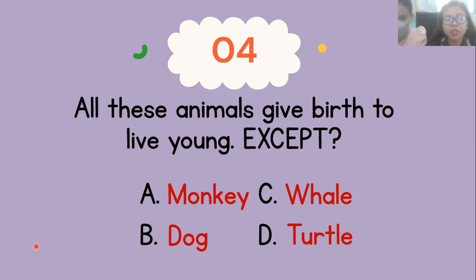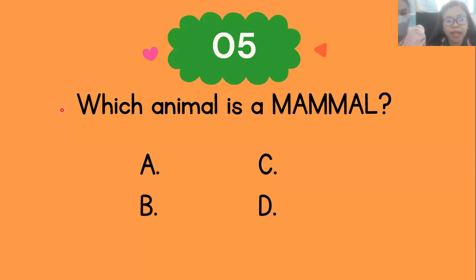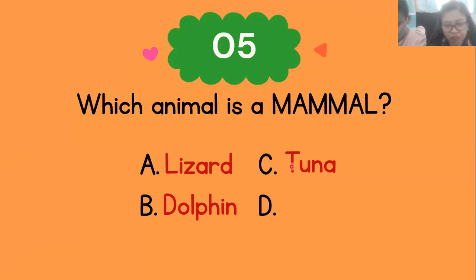Okay. Finished. Number 5. Which animal is a mammal? So we already know the different groups of animals. We have the fish, reptiles, mammals, and so on. So which animal is a mammal? We have lizard, dolphin, tuna fish, and owl.